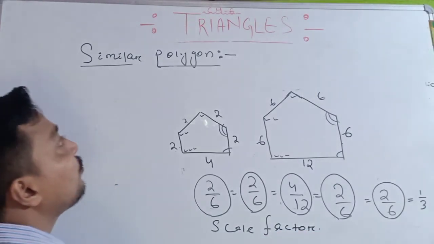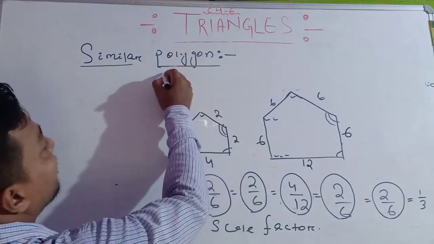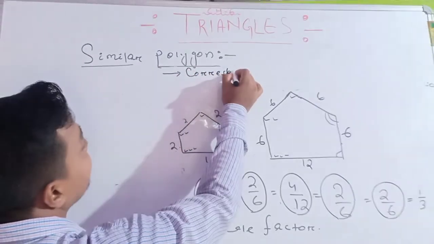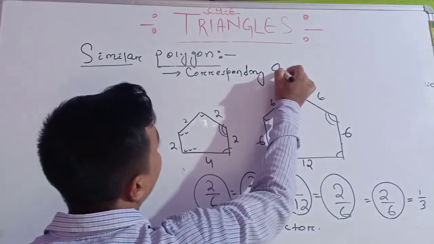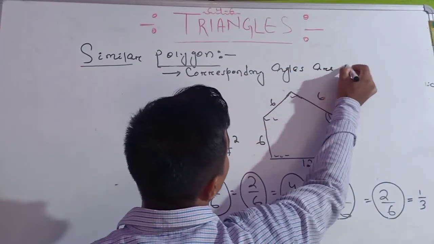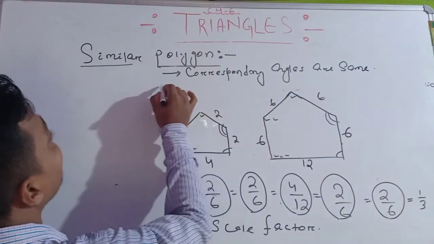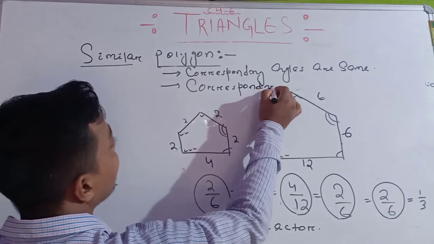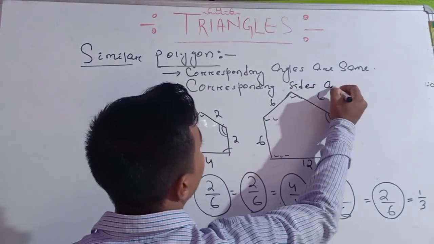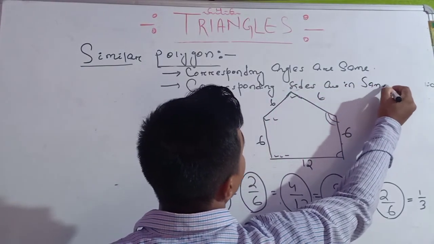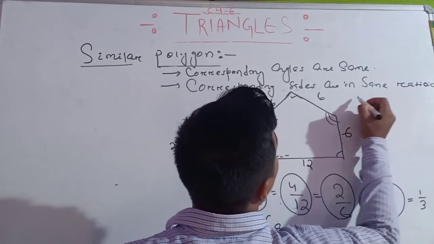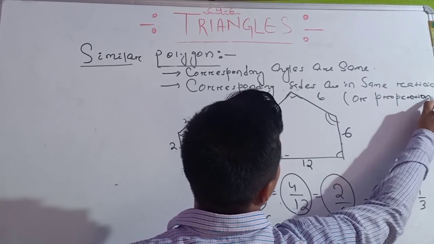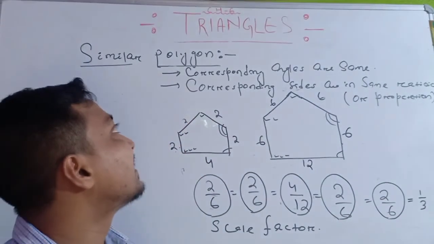So remember one thing: for polygons to be similar, the first criterion to be satisfied is that corresponding angles are the same, and the next is that corresponding sides are in the same ratio, or same ratio means proportion. Understood or not understood?